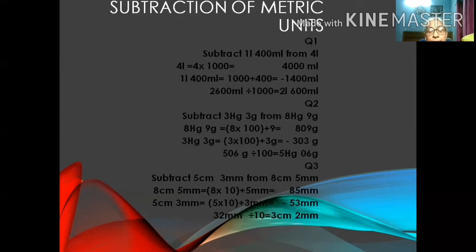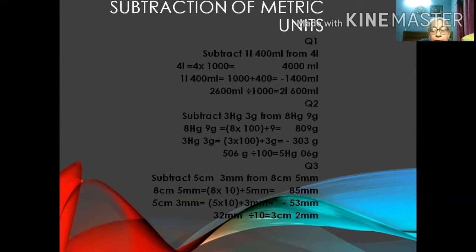Then comes the meter. Subtract 5 centimeter 3 millimeter from 8 centimeter and 5 millimeter. The same way, you will change into equal units. 8 centimeter 5 millimeter is equal to 8 into 10, because 1 centimeter is equal to 10 millimeter, so multiply by 10 and add the millimeter, so it is 85 millimeter. Now 5 centimeter 3 millimeter is equal to 5 into 10 plus 3, that is 53 millimeter.